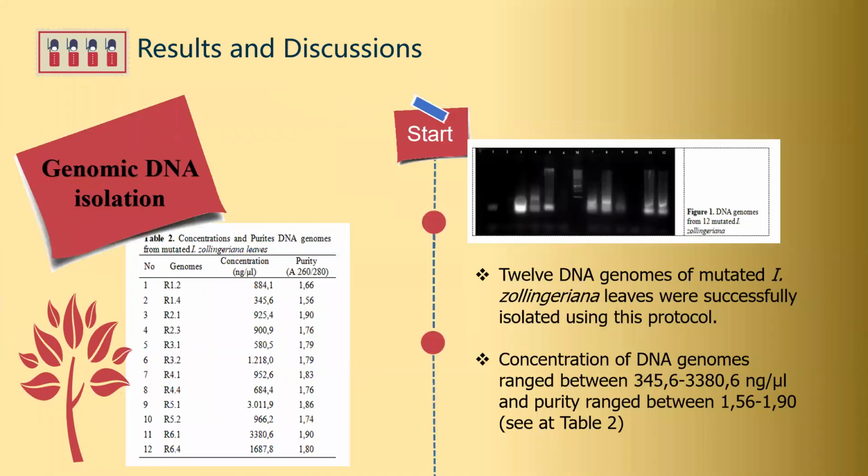As for the result of genomic DNA isolation, 12 DNA genomes of mutated Indigofera zollingeriana leaves were successfully isolated using this protocol. The concentration of DNA genomes ranged between 345.6 and 3318.6 nanogram per microliter, and the purity ranged between 1.56 and 1.90.